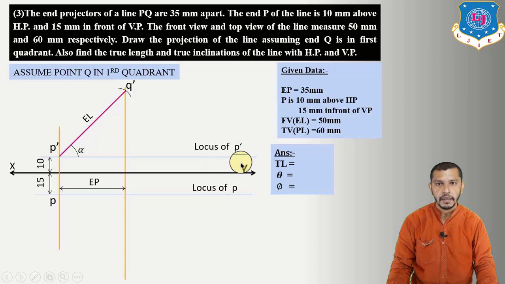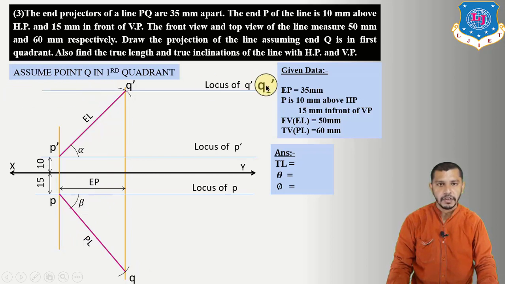By connecting P dash Q dash, we will get the elevation length and the angle of the elevation length, which is alpha. Now measure top view, which is 60 mm, and take center at P and give an arc on the projector of Q. So here we will get the plan of point Q. Connect PQ, which will be our plan length, inclined at an angle of beta. So this will be the locus of Q dash and Q1 dash, and this will be the locus of Q. Now further we have to find out the true length, theta, and phi angle. So how can we find the true length if plan length and elevation length of the line are known?